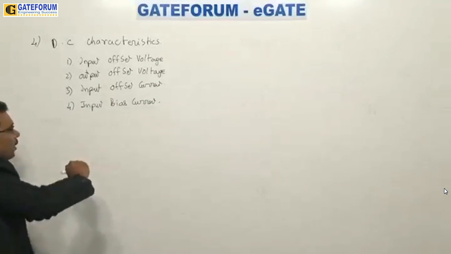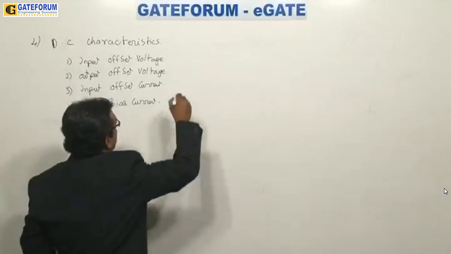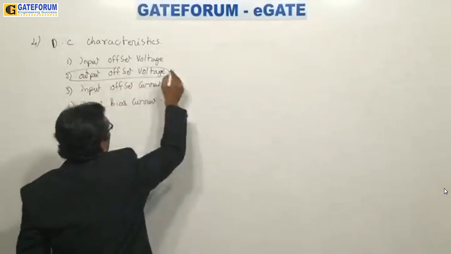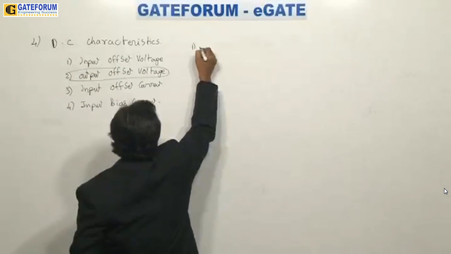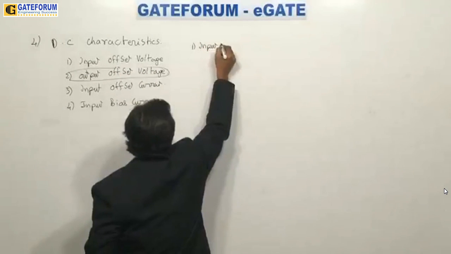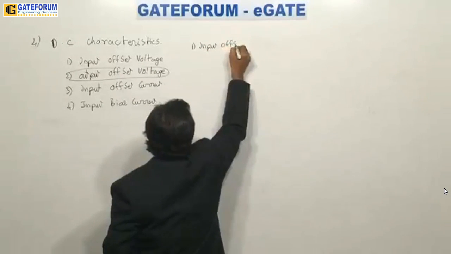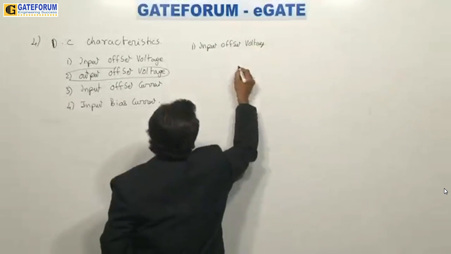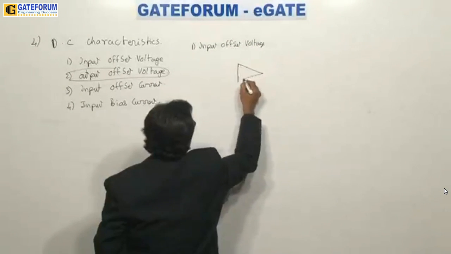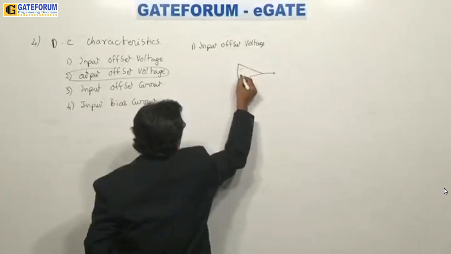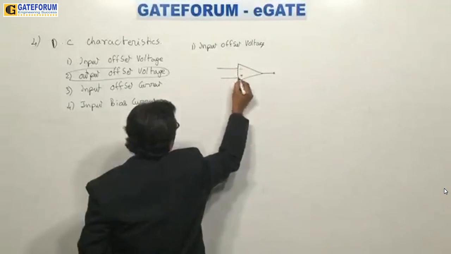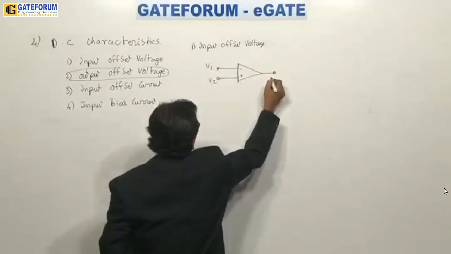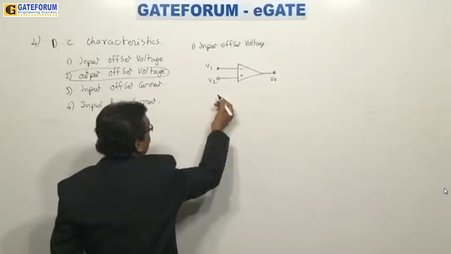Now here like this. Let us see first these three and last we come to this. Let us see first this one, input offset voltage. That is the op-amp which is designed, it is like this. It has got two inputs, V1 and V2.